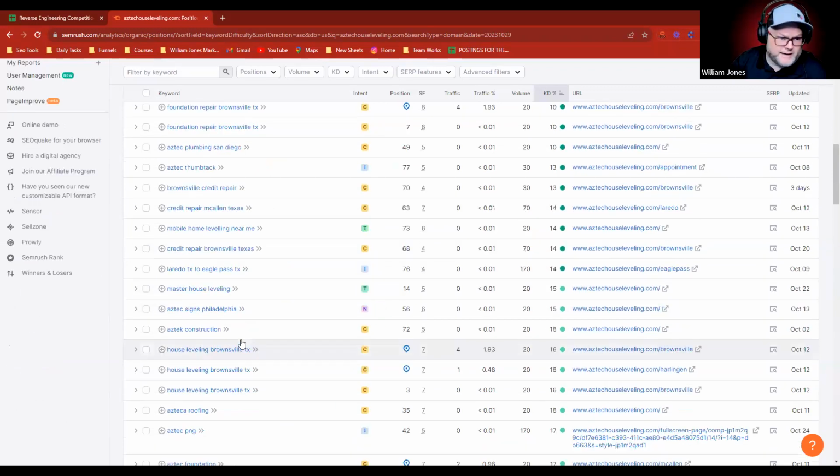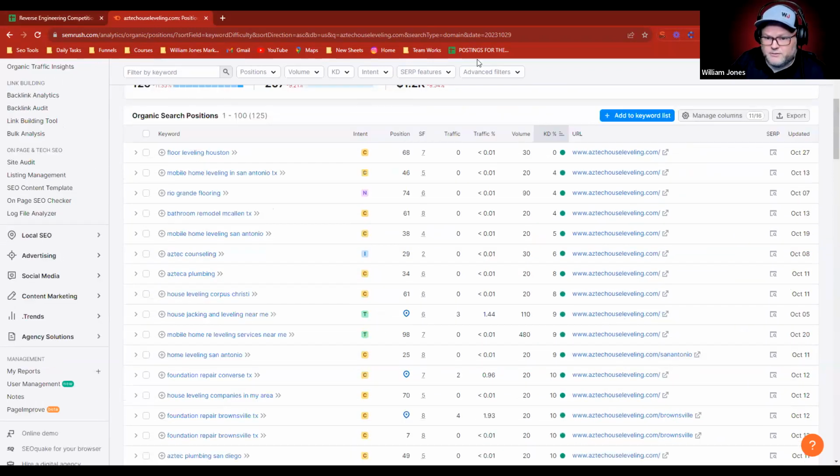Now, if the brand name is trademarked, I don't suggest it. What I mean by trademark, like Disney, or they're actually trademark brand name, you don't want to do it because you can get in legal trouble for doing so.